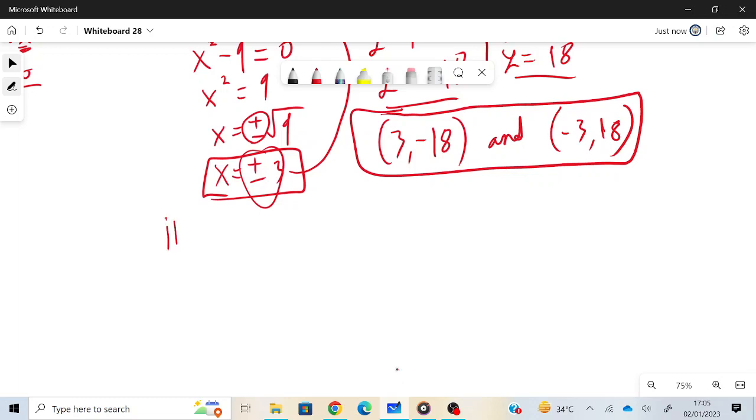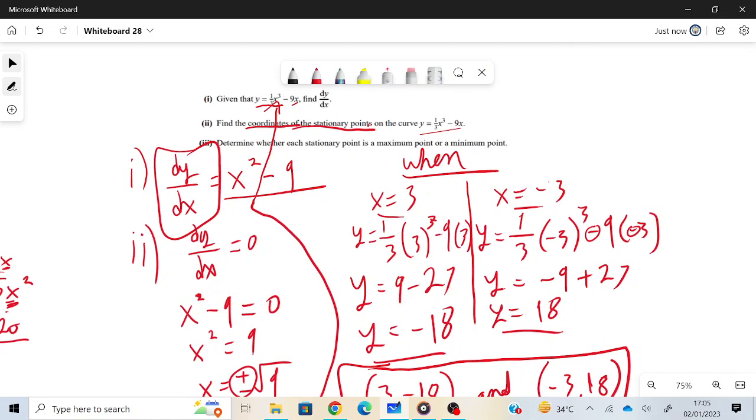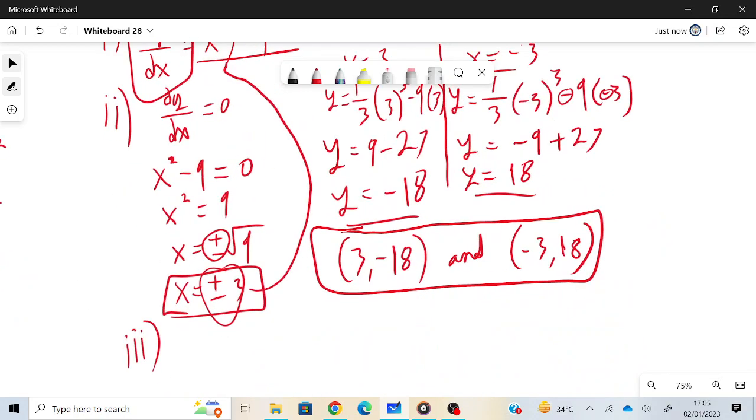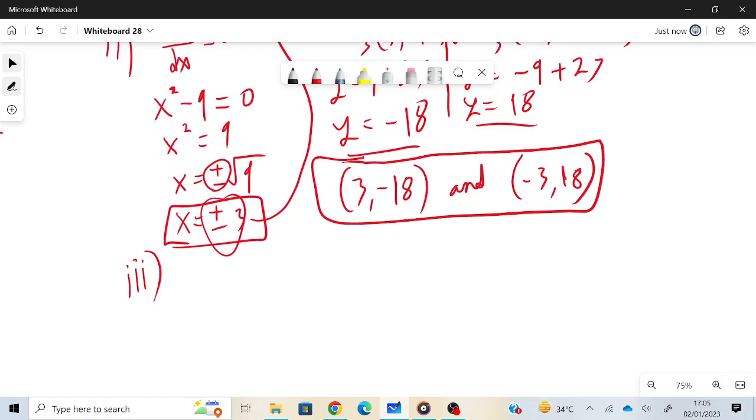So for the (ii) part, it says determine whether each stationary point is a maximum point or a minimum point. So we have 2 points, that's (3, minus 18) and (minus 3, 18). They're asking us to determine whether this one is maximum or minimum, or whether this one is maximum or minimum.